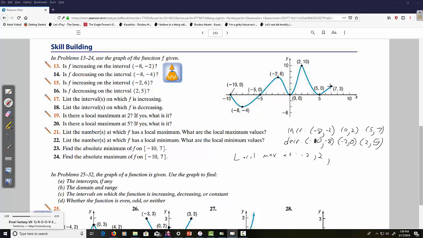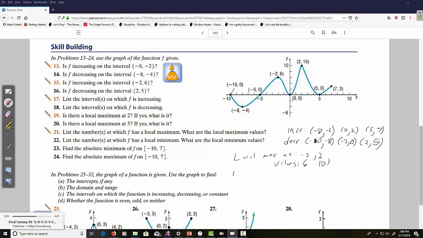You cannot have a local maximum at an endpoint because of the condition that it has to be an open interval. If it has a finite endpoint like that, well, that's a closed interval because it has a square bracket. An open interval always has parentheses. So, cannot have it at an endpoint if it's a local maximum. That's different than absolute minimum and absolute maximum, which we'll get to in the next one. What are the values? The values would be the y values. So at -2, it is 6. At 2, it is 10.